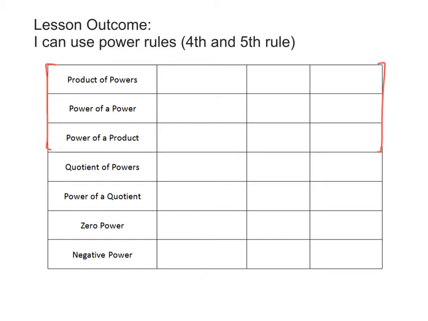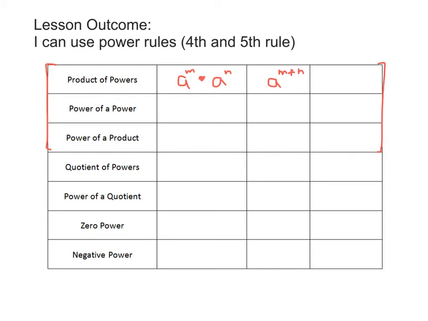So, first of all, the product of powers. The product of powers rule says that if we have a product of two powers, product means multiplication. If I have, let's say, a to the m power, and we have another base of a, and it's raised to the n power, what that means is that we can keep the base of a and add the exponents, m plus n.